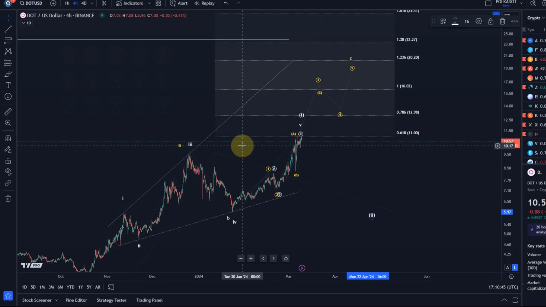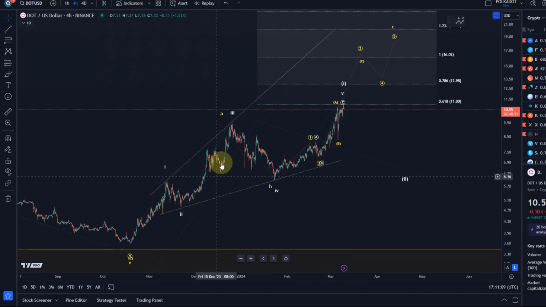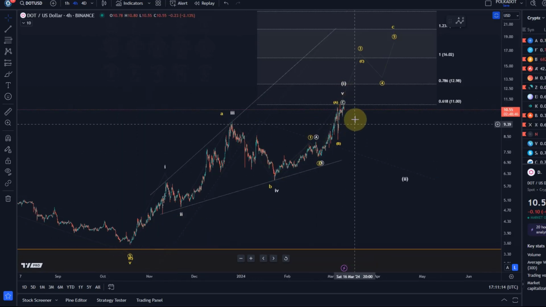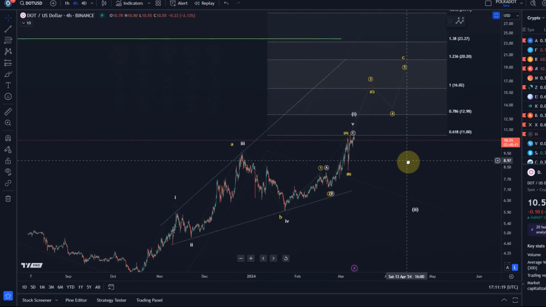Whenever we're dealing with corrective structures, just be on the side of caution. That's what we have to be with altcoins in general, especially if they're not moving in impulsive structures. But that's what people would be waiting for as an opportunity, if this pullback in wave 2 happens, because technically we now have a 5-wave move to the upside from the October 2023 lows, and a 3-wave pullback would be an opportunity.